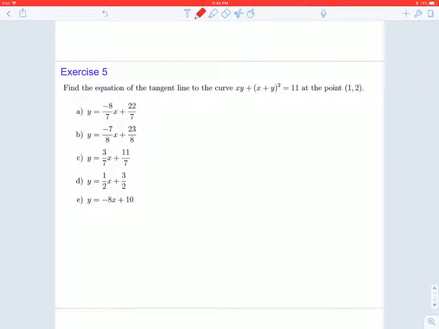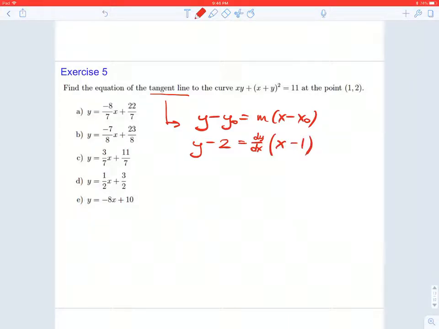Almost the same thing, but with a little bit of application. Find an equation of the tangent line to the curve xy plus (x plus y) squared equals 11 at the point (1, 2). This means we know that the equation of the tangent line needs a slope. That means I can write point-slope form. The point is given: y minus 2 equals the slope, dy/dx, the derivative at the given point, times (x minus 1).